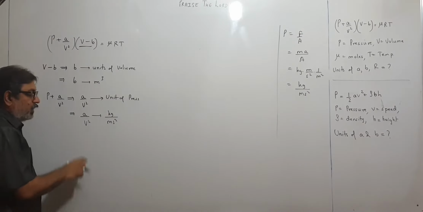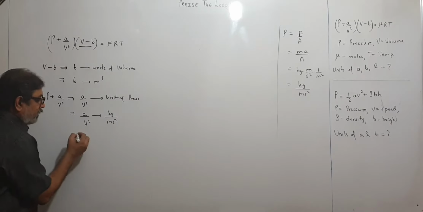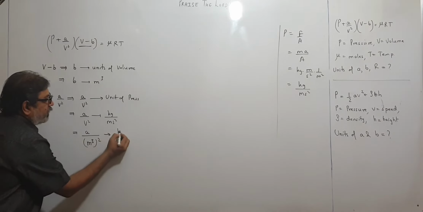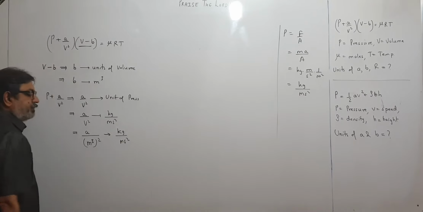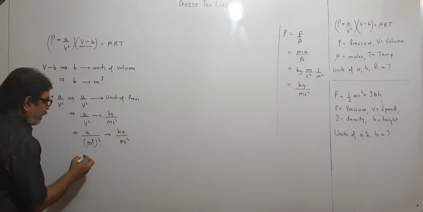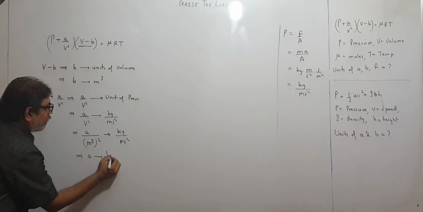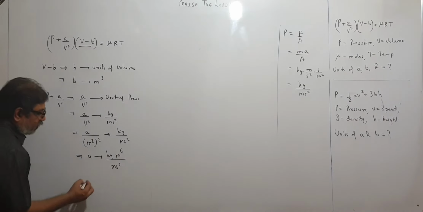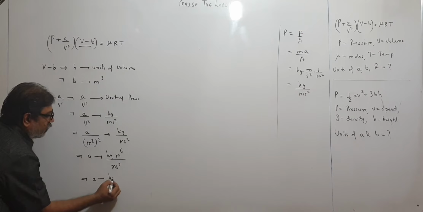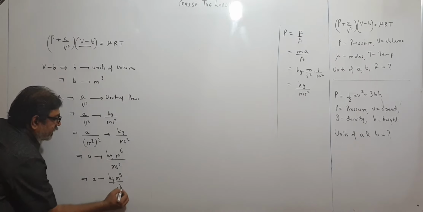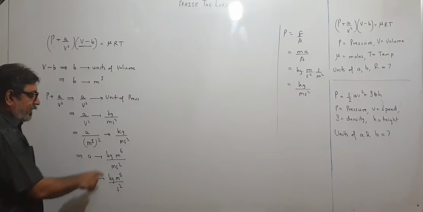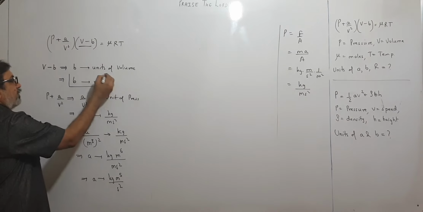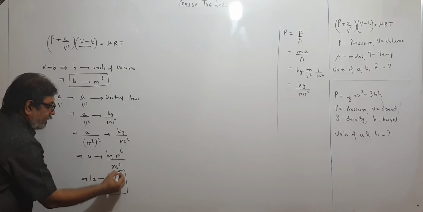V is volume, volume has unit meter cube, so a upon (meter cube) square has units kg upon meter second square. Meter 6 goes over here, that implies a has units kg meter 6 upon meter second square. One meter gone, that means a has unit kg meter 5 upon second square. So these are the units of a, these are the units of b. I am getting one by one all the units, right?